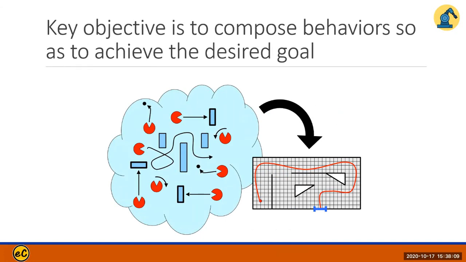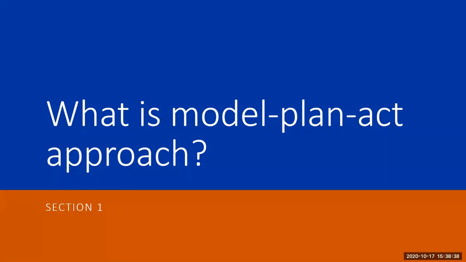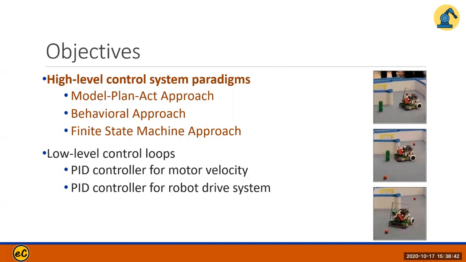The key objective is to compose behaviors so as to achieve the desired goal. For example, you are going through a maze and you need to use those behaviors to achieve the goal. We can use the behavioral approach, or we can use the so-called model plan act approach. There are different things here, but first we need to understand what the actions or behaviors are. So what is the model plan act approach? Here we will talk about this first approach.